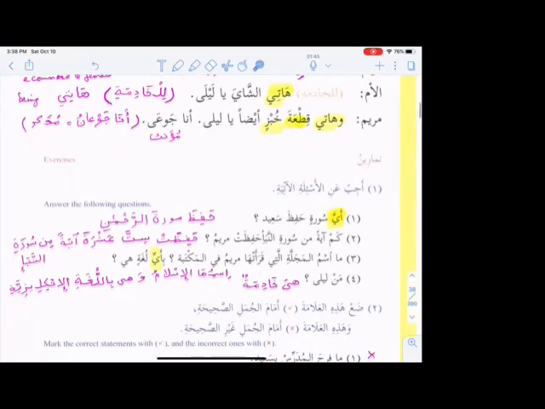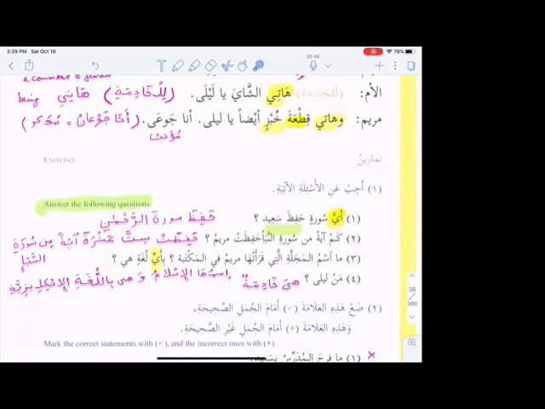Answer the following questions. Ayya suratin hafiza Said? Which surah did Said memorize? Hafiza surata. Hafiza, he memorized. Surata is maf'ulun bihi. He memorized surata Rahmani. So surata is maf'ulun bihi, wa huwa mudaf, and then mudaf ilayhi.